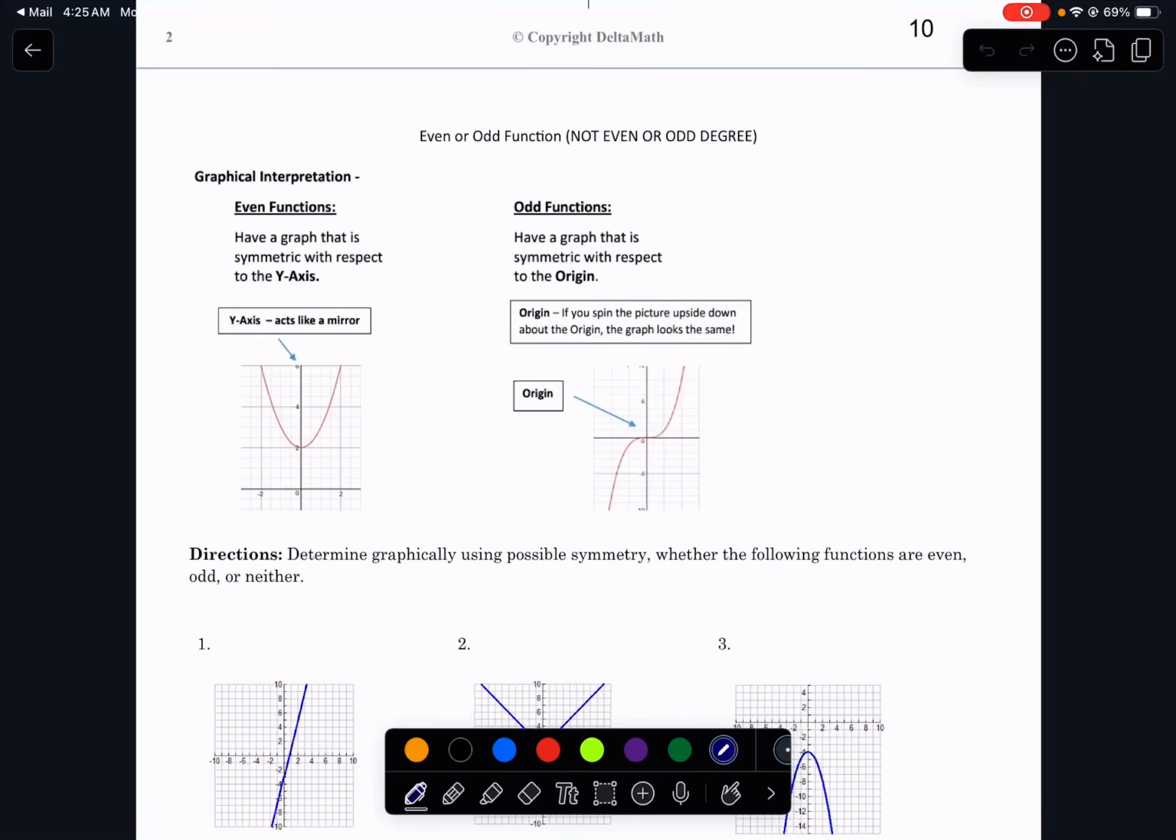Hi Math 3 students. Today we're going to go over the difference between an even and an odd function. Now, it's incredibly important that you understand that this is not referring to an even and odd degree. If it's an even degree, it can be an even function, and if it's an odd degree, it can be an odd function, but it does not necessarily mean that if it's an even degree, it automatically is an even function, okay? So keep that in mind when I'm asking about even and odd function. That's different than even and odd degree.